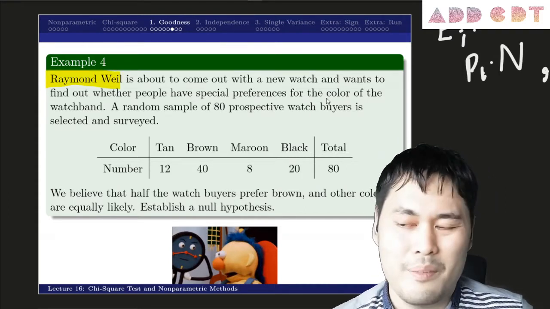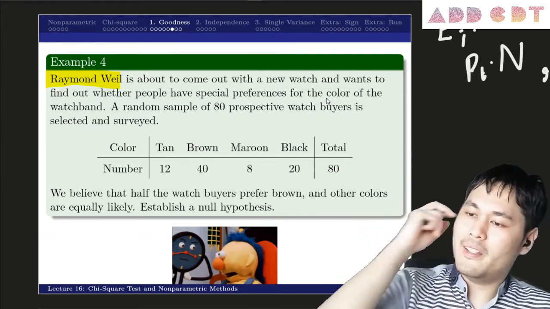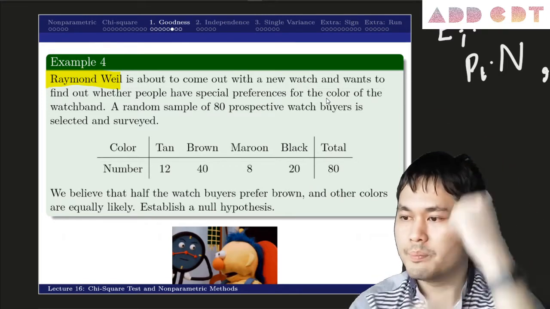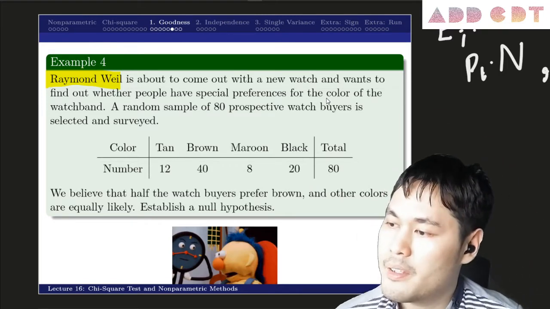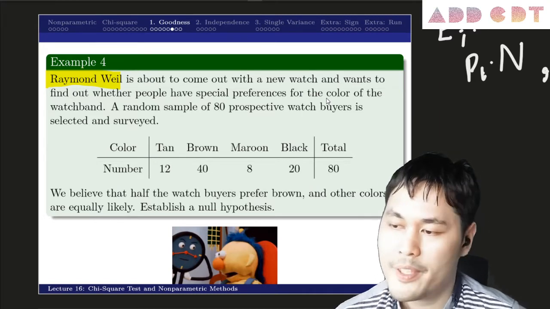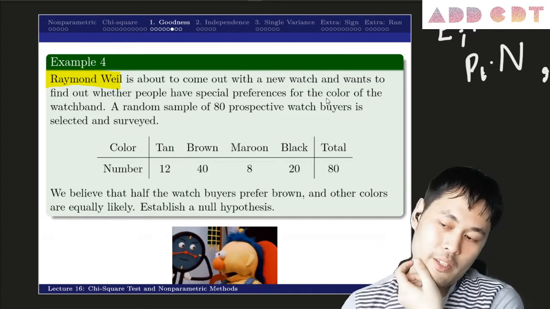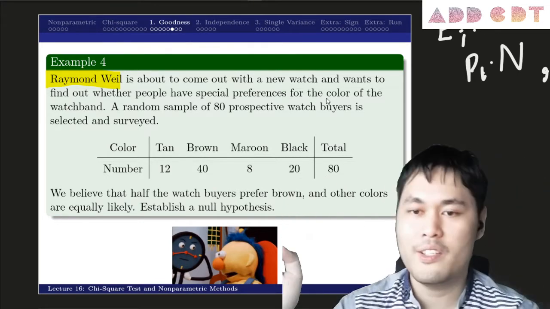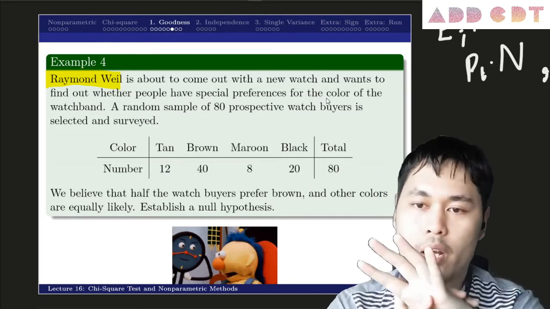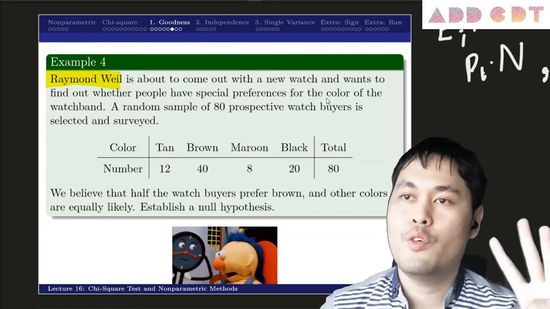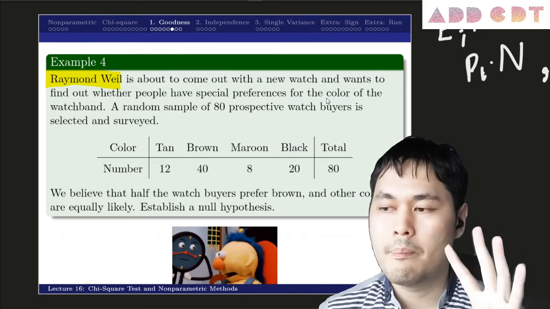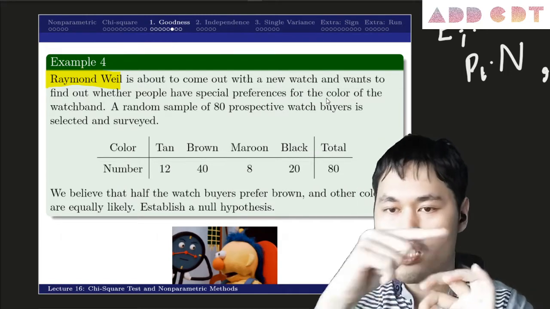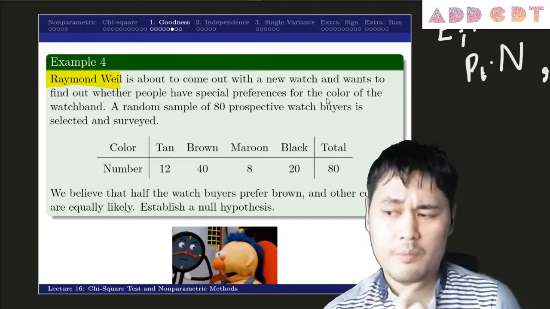Raymondville, I think it's a watch brand. So this company is trying to come up with a new watch, and see if people would prefer a specific color. So they are releasing 4 different colors. And usually, if you don't have any idea, you would release each color with the same quantity. If you have to produce 1 million watches, you would produce 250,000 for each color. That's easy to do.